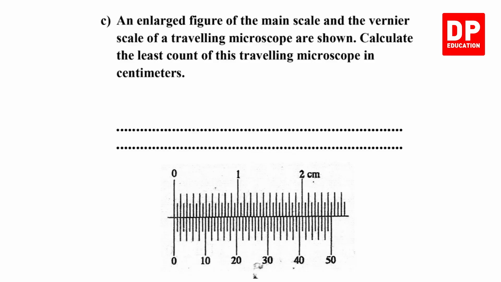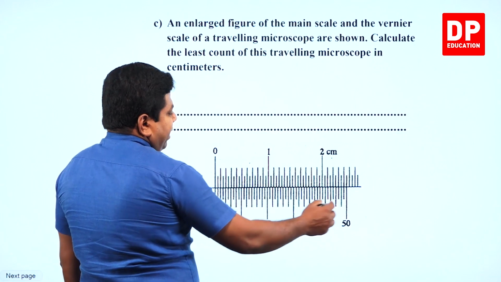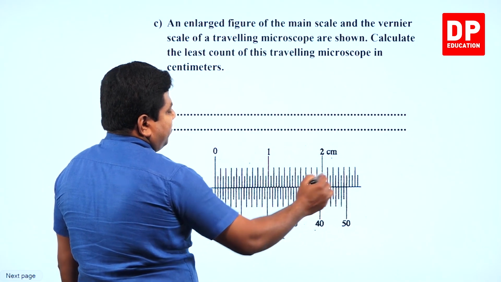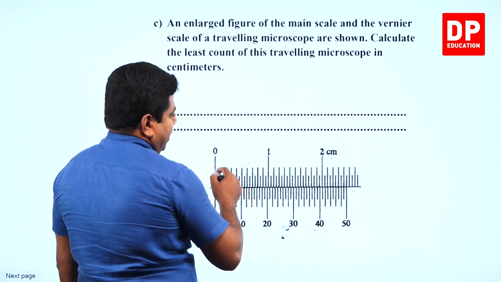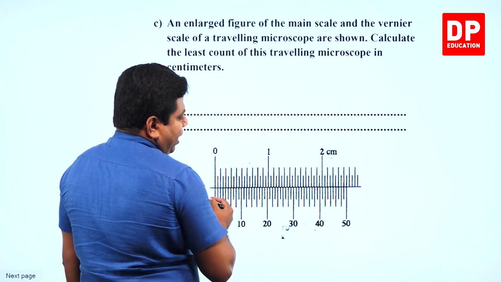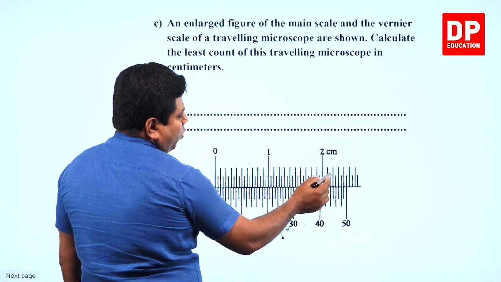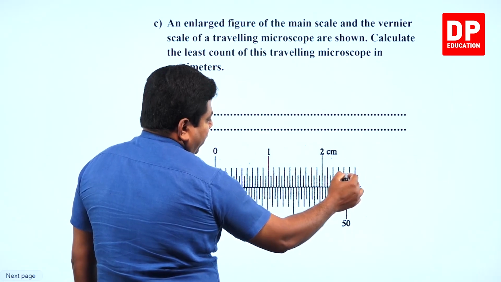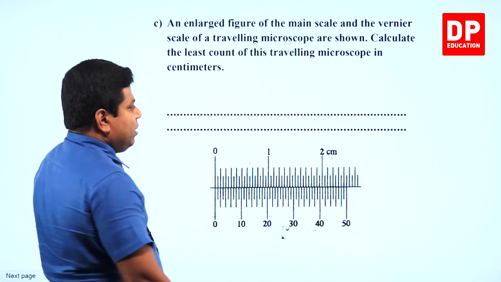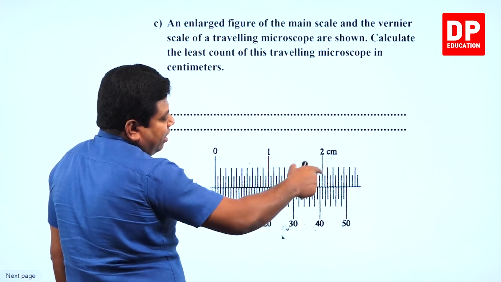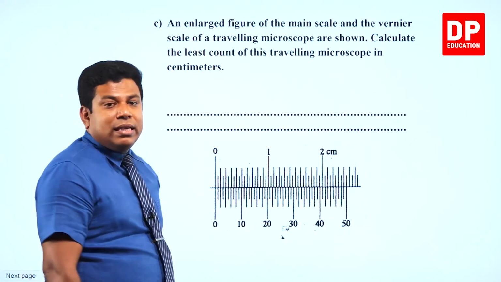An enlarged figure of the main scale and the vernier scale of a travelling microscope are shown. Calculate the least count of this travelling microscope in centimeters. Least count. Let's see. The vernier has 50 scales. Right? The main scale, where is the 50th one coinciding? This is 2 centimeters. 2.1, 2.2, 2.3, 2.4. This is 2.45. Right. So 50 scales of vernier are aligned with 2.45 centimeter.